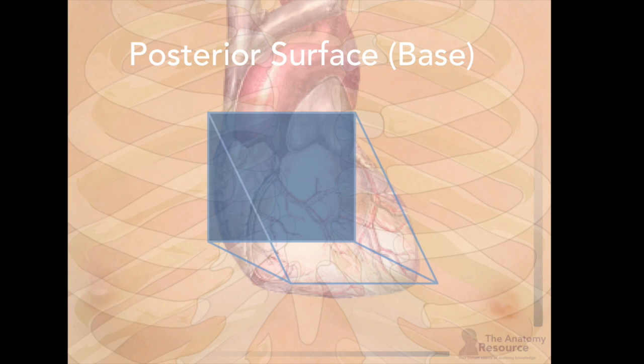Posterior surface is sometimes confusingly called the base. Traditional textbooks call this the base, but that can be a bit confusing because you automatically want to go to the bottom of this screen. Actually, it's the posterior surface, the bit that's essentially facing the patient's back. This is mostly made up of the left atrium, and it's here where the pulmonary veins are going to drain in order to deliver that freshly oxygenated blood into the left atrium. So the left atrium forms the posterior surface.